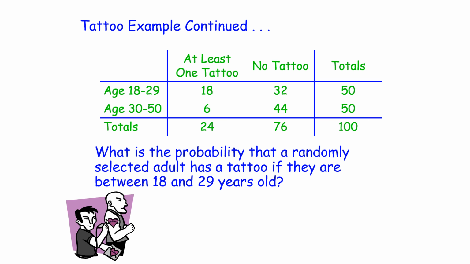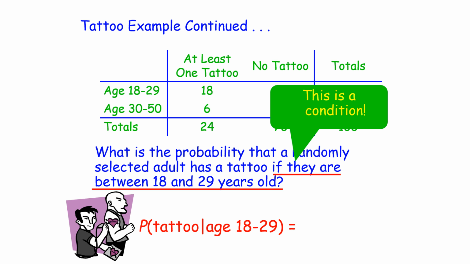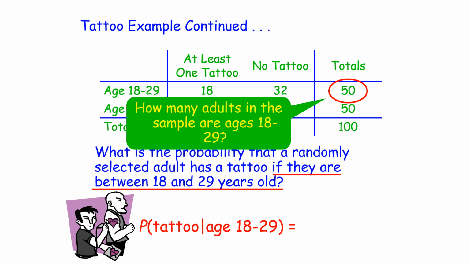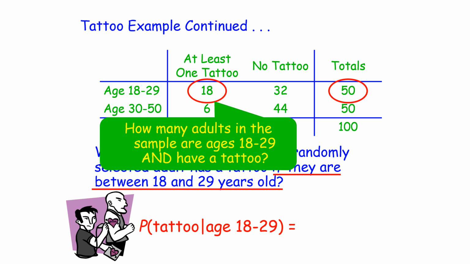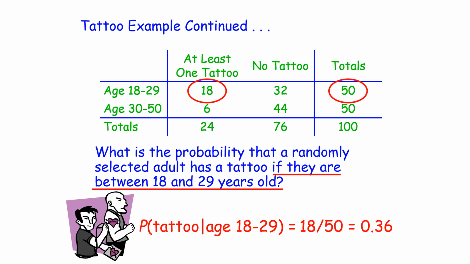Well, what is the probability that a randomly selected adult has a tattoo if they are between 18 and 29 years old? This is a condition, meaning we're looking for the probability of a tattoo given that the age is between 18 and 29. So here we're looking specifically for that number 50. How many adults in the sample are ages 18 to 29 and have a tattoo? 18. So we're able to say that 18 out of 50, which is a 0.36 chance.